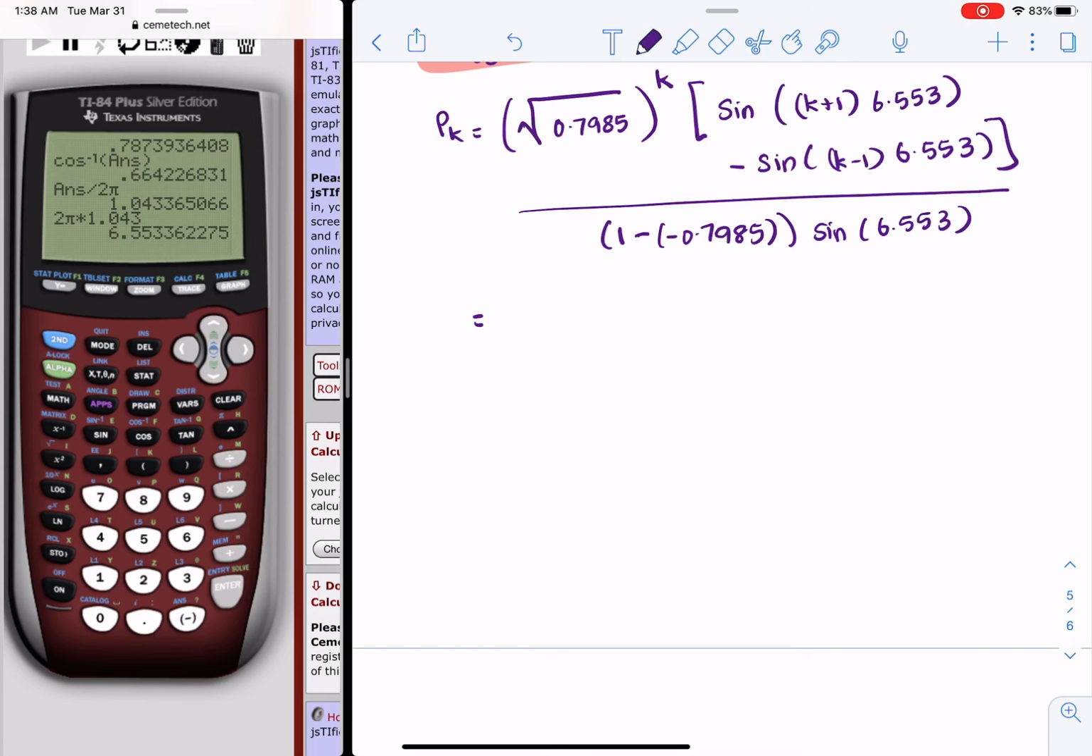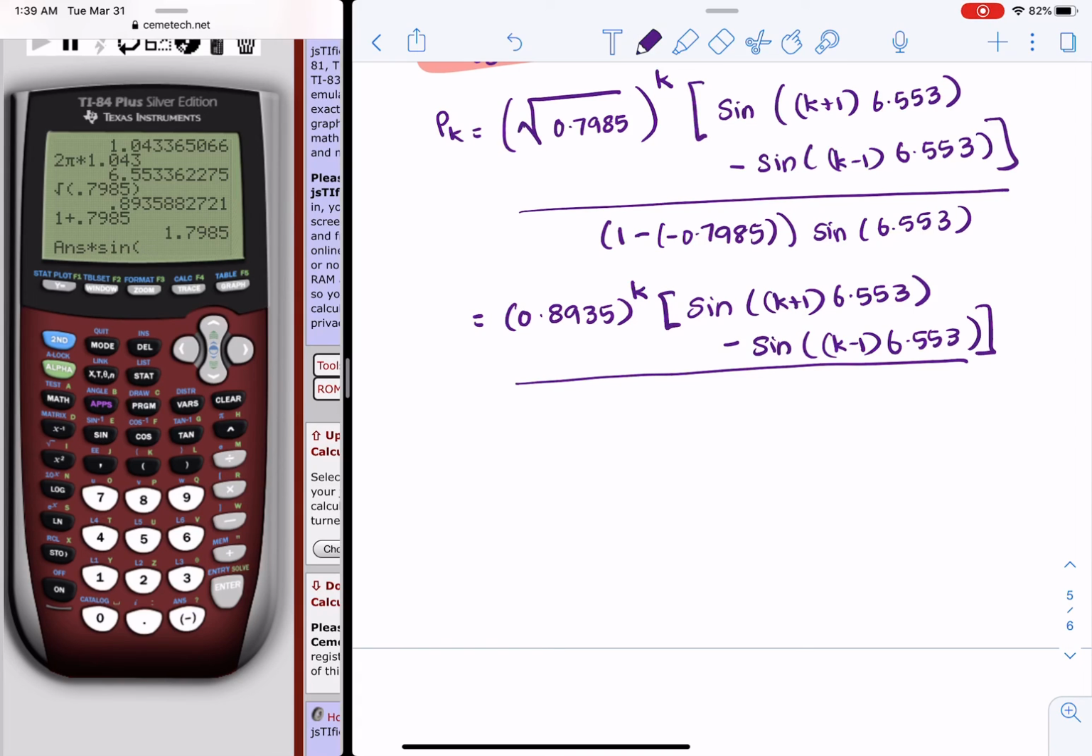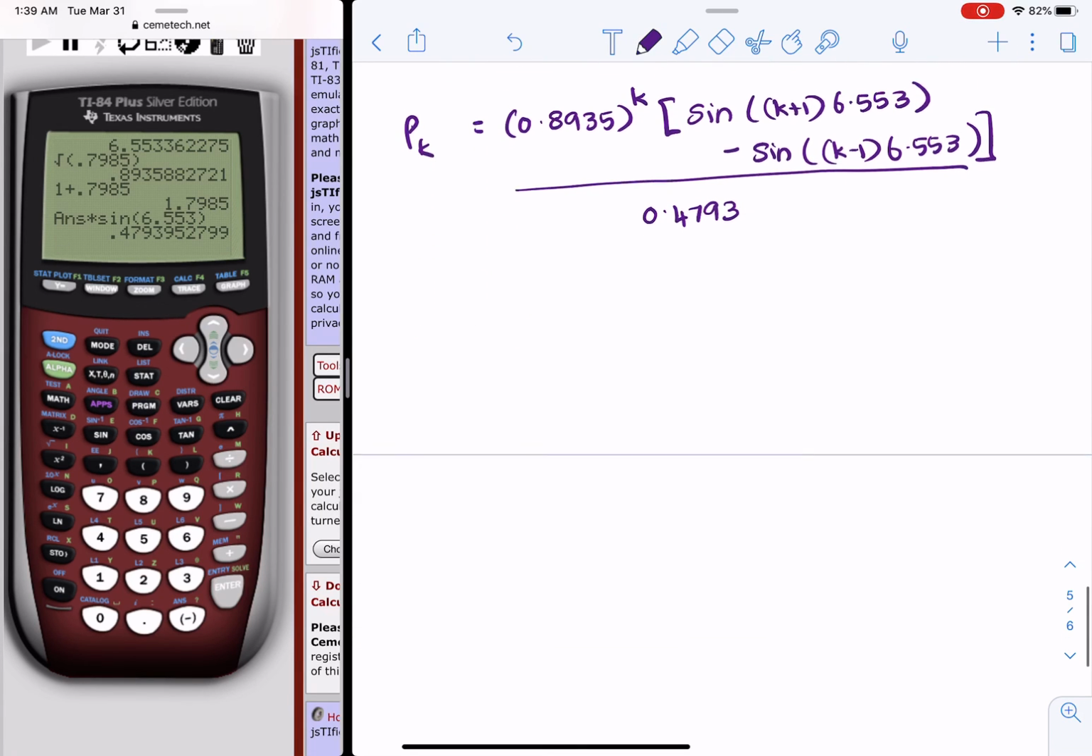We are using regular xy coordinates. So square root of 0.7985 is 0.8935 raised k times sine k plus 1 times 6.553 minus sine k minus 1 times 6.553 divided by 1 plus 0.7985, which is 1.7985, times sine 6.553, which is 0.4793. That is our general expression for rho k.